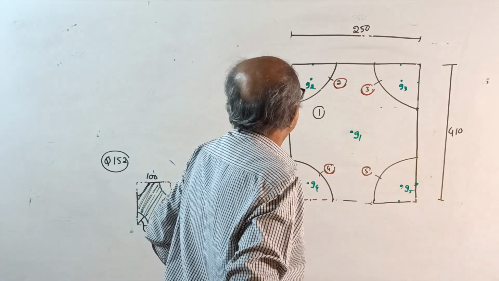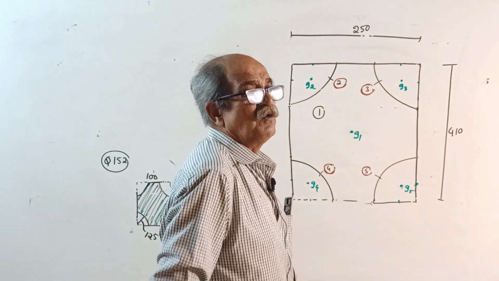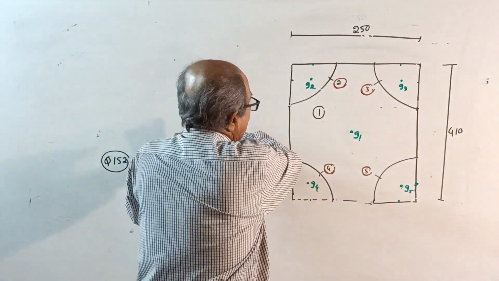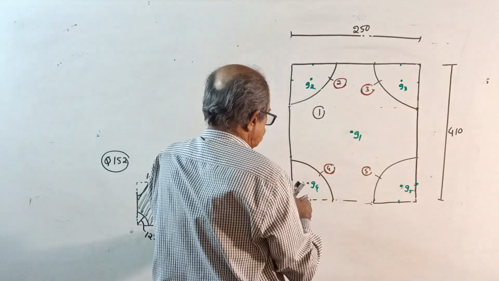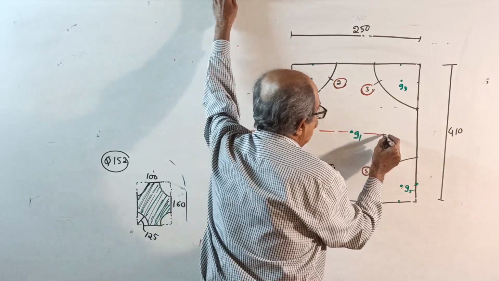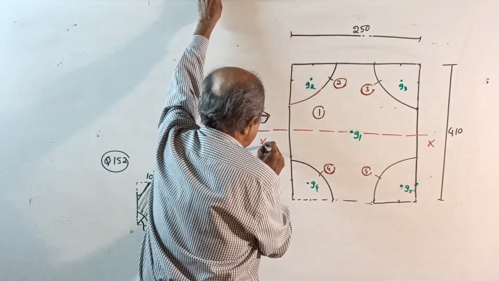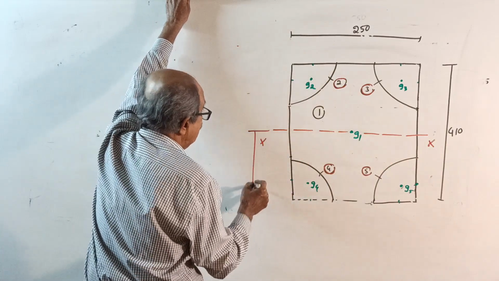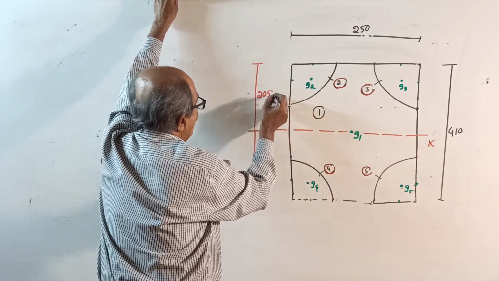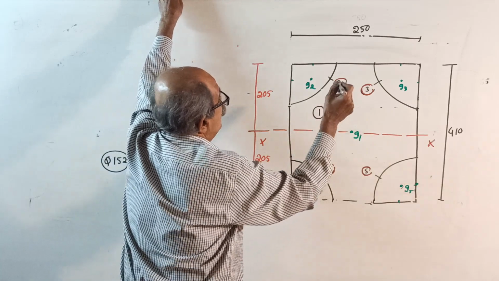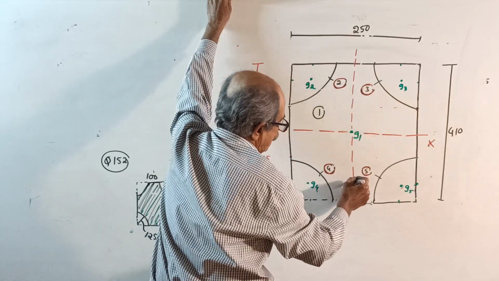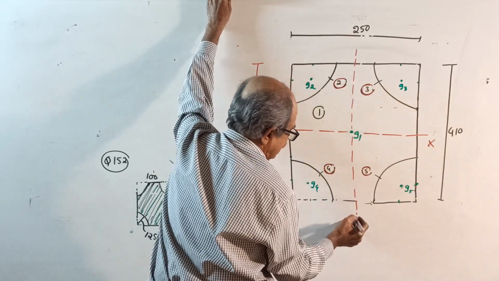Now, observe. In this question, there is no need of finding x bar or y bar, because it is symmetrical this way and also symmetrical this way. So directly by symmetry, X will pass here. That's the advantage of this question. If you want distances here, both will be 410, meaning 205 and 205, half each. And YY will pass exactly here. So no calculation required.